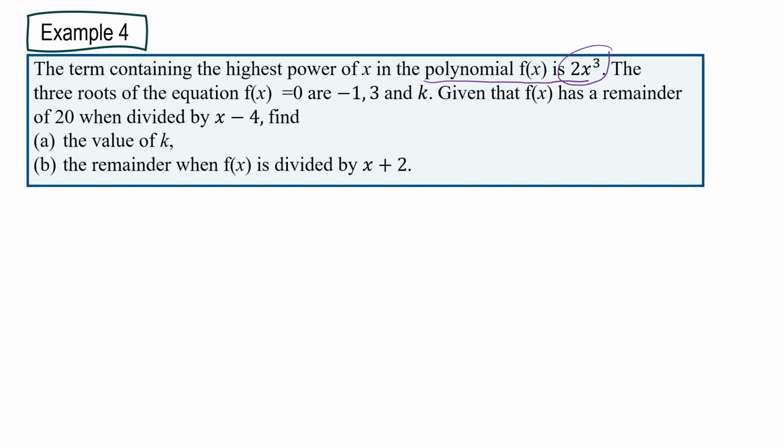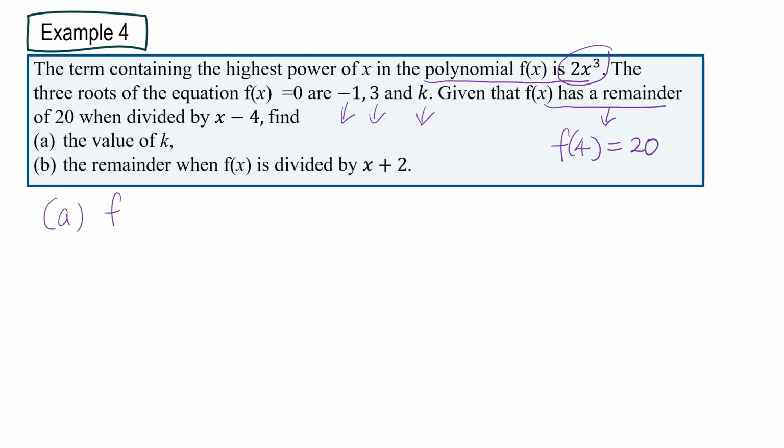It has 3 roots, negative 1, 3, and k. And given f(x) has the remainder of 20 when divided by x minus 4. Okay, this is another piece of information given, meaning f(4) is equals to 20. Find the value of k. Okay, so let's put down all the information that we're given.